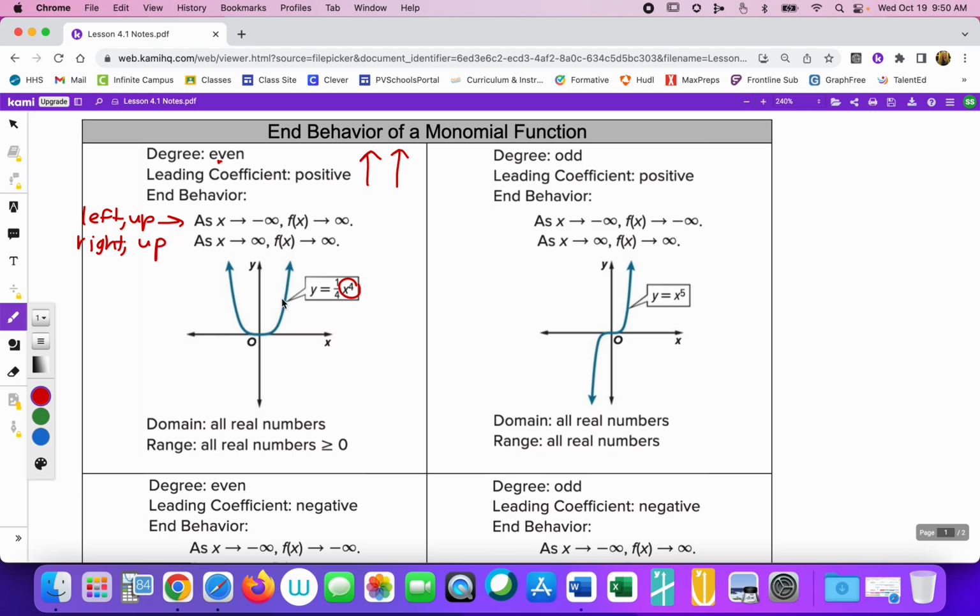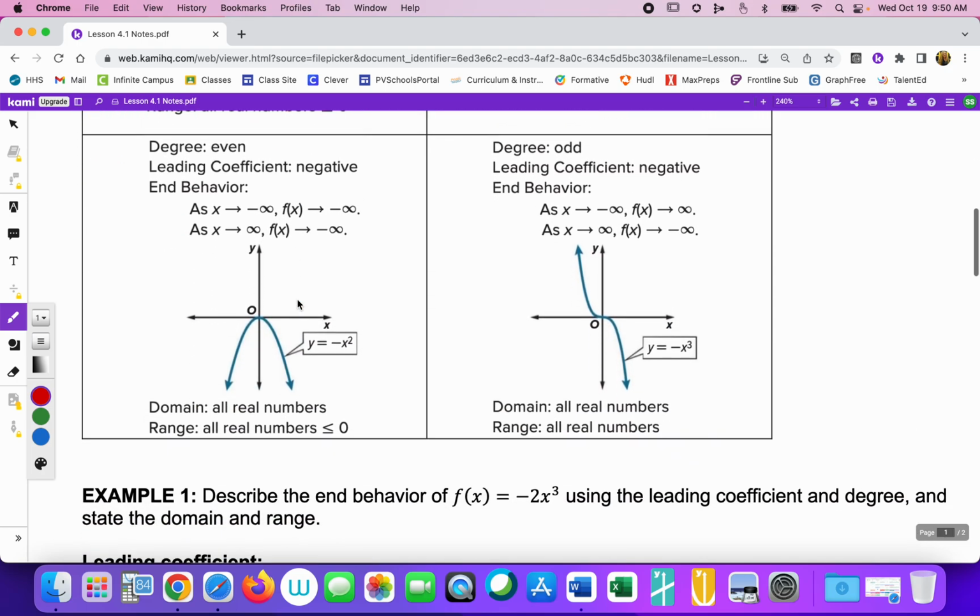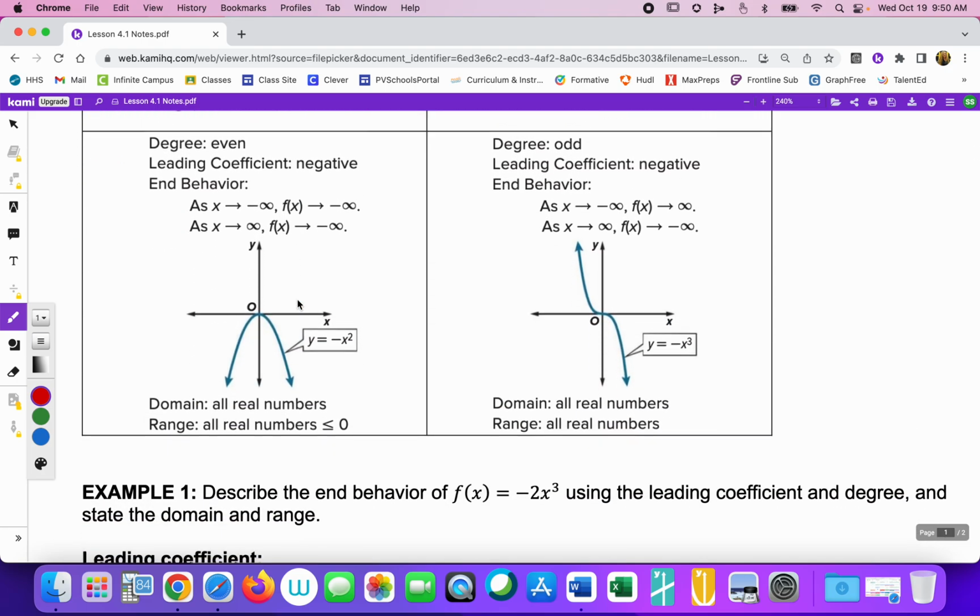Okay. We're going to practice with this a little bit. Now going down here, degree is still even, so this is negative x squared, so still even degree, but now the leading coefficient is negative, so that would be a -1 technically. So that means both arrows are going down, but they're still going the same direction.